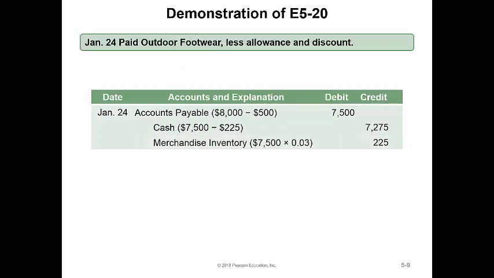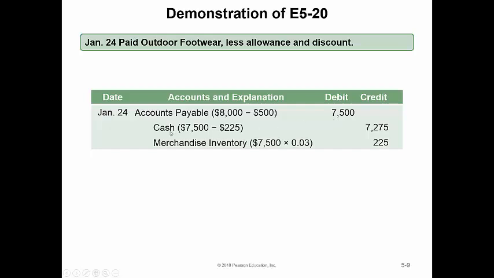Now this is the 24th, so we have actually paid within our prompt payment window. We originally purchased these items on the 20th. Today is the 24th, so we're well within our 10 days. So we're going to get a 3% discount. We have to get rid of the accounts payable for whatever is in it. We originally put $8,000 in there, and then we took out $500 for the allowance. So we get rid of the liability for $7,500 because that's what's in there.